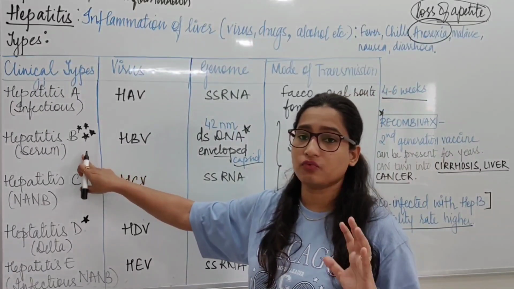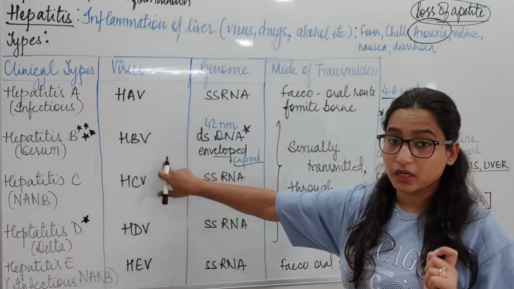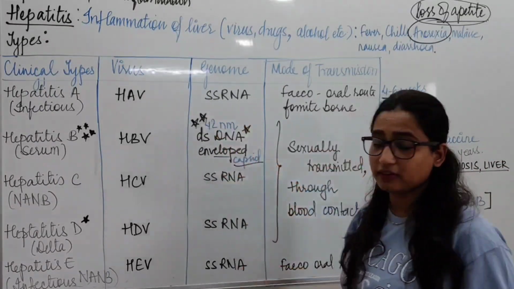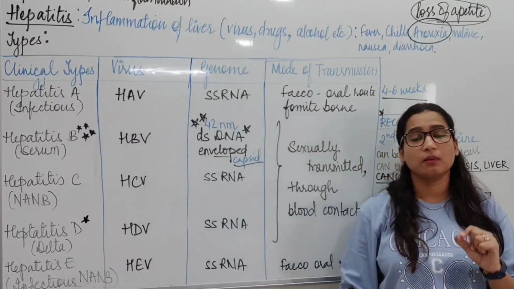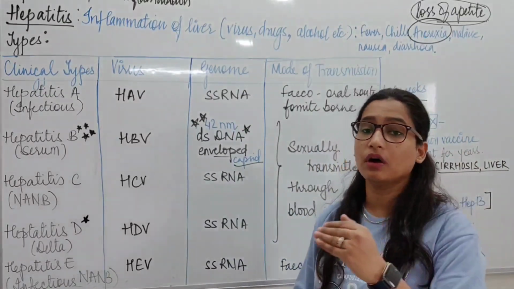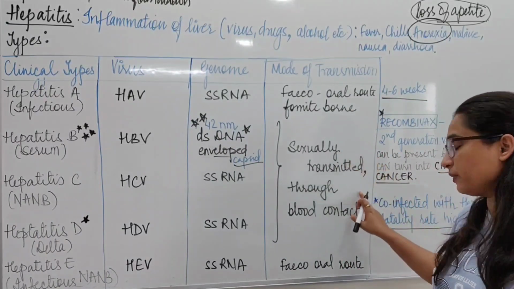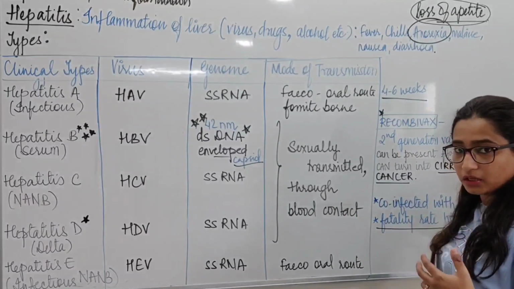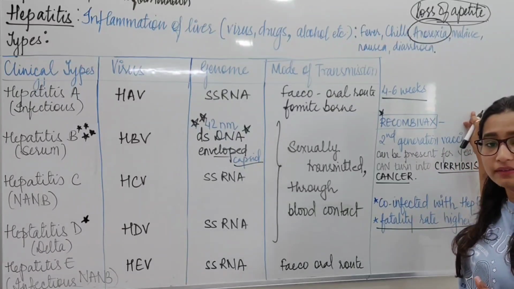Coming to hepatitis B, which is very, very important. This is also called serum hepatitis, caused by hepatitis B virus. This is a 42 nanometer virus that essentially has double-stranded DNA as its genetic material with an enveloped capsid, right? It is sexually transmitted, and it is also transmitted through blood contact. There is a vaccination that can be taken by people in order to prevent hepatitis B, that is Recombivax.